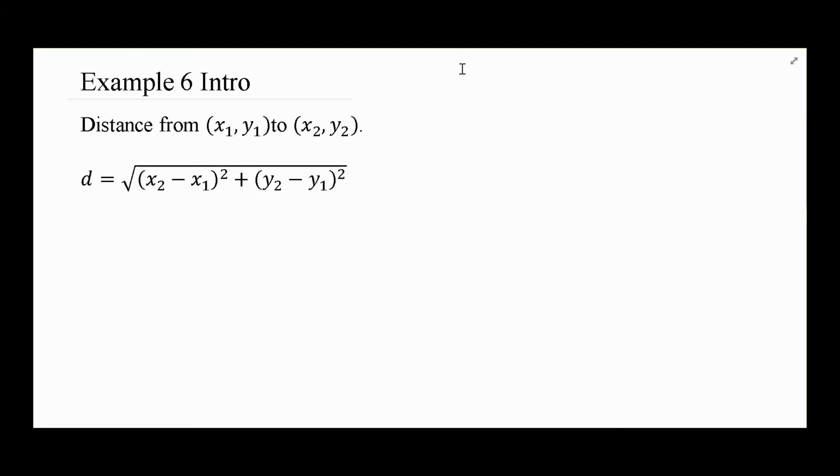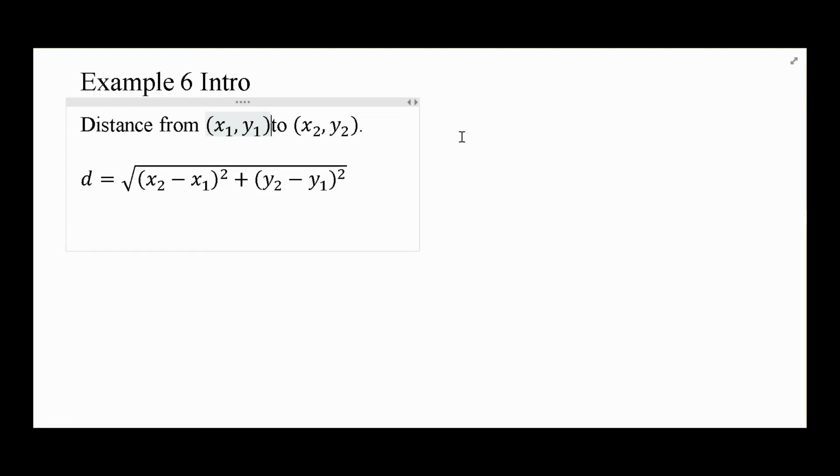So you may have seen this formula before, that when you're asked to find the distance from some ordered pair x1, y1 to some other ordered pair x2, y2, the distance between those points is x2 minus x1 squared plus y2 minus y1 squared, then take the square root of that.